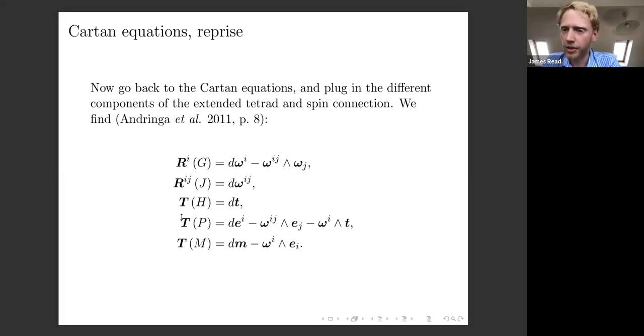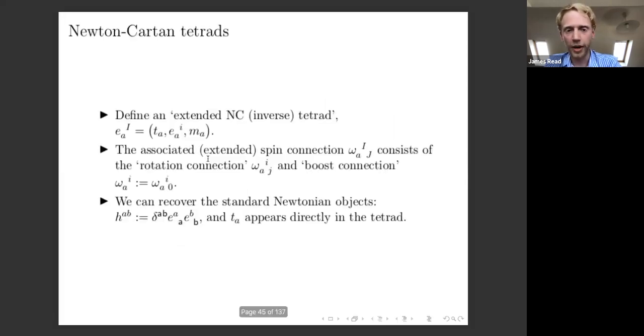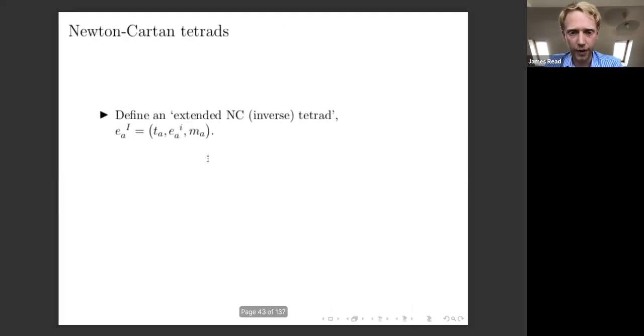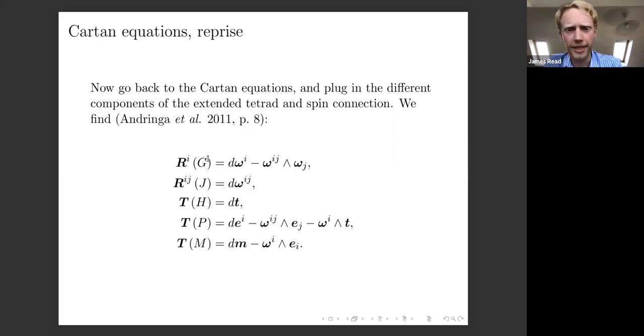Okay, so if I take those components of the tetrad and those 2 bits of the spin connection, the boost connection and rotation connection, and I plug them into my Cartan structure equations, I'll get 5 equations. I just imagine plugging in the different bits of the tetrad into this formula for T, say. This was worked out by Andringa and collaborators in 2011, and they look like this. So I have 3 equations for torsion and 2 equations for curvature. And I won't go into this, but people end up associating these with the generators of the Bargmann group, which is the central extension of the Galilean group. So these are the generators of Galilean boosts, spatial rotations, temporal translations, spatial translations, and this slightly weird one, mass translations.